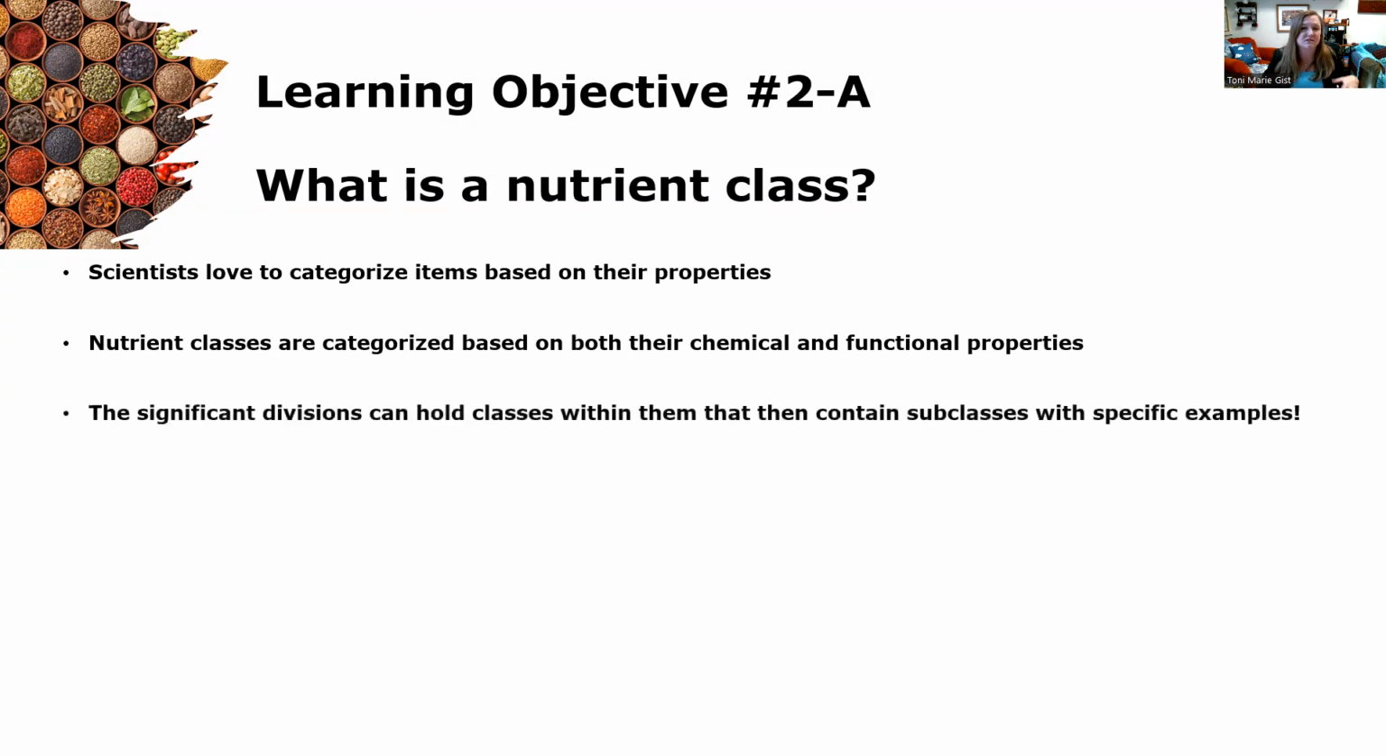And so when we start discussing these nutrient classes, the significant divisions can hold classes within them, and then those classes can contain subclasses, and then those subclasses can contain specific examples. And you might say, Toni, that's a lot. Tell me what that means. Well, let's talk about a significant division. We have a macronutrient division as well as a micronutrient division.